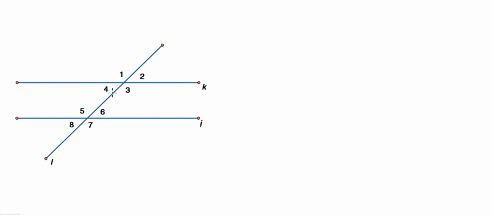In these 8 angles, we have 4 different types of special pairs. The first special pair we call corresponding angles. An example of that would be angles 1 and angle 5. As you can see, they're stacked on top of each other like a McDouble or something. Another example would be angle 4 and angle 8.